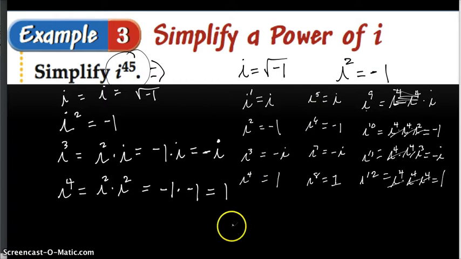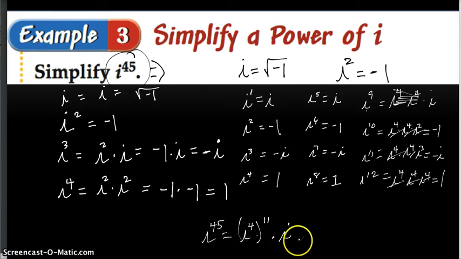So what I know is i to the 45th power. I can think of it this way as i to the 4th. How many times? Well, I'd have 10 of these, or in fact, 11 of these. I'd have i to the 4th 11 times, because that would give me i to the 44th. I'm going to write it like this: i to the 4th 11 times. So 4 times that 11 times, plus 1 more i to give me i to the 45th.